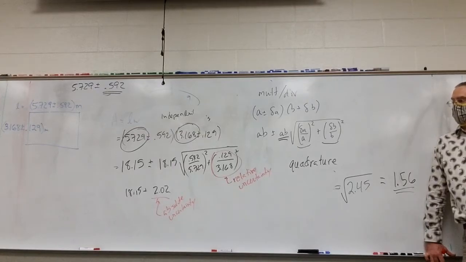So for multiplication and division, you add the relative uncertainties in quadrature and then multiply times the main product or main quotient. Questions here?